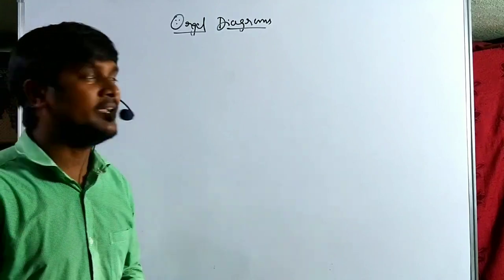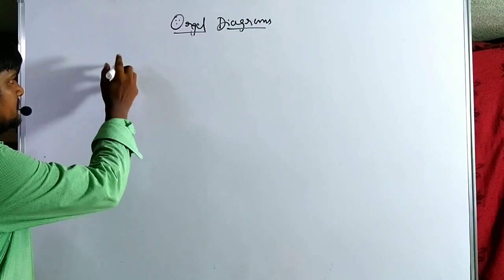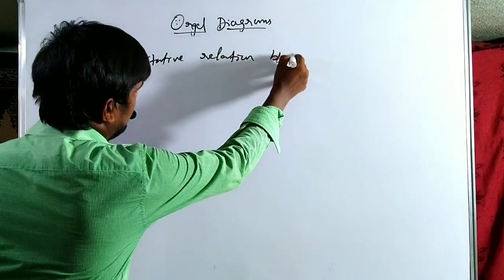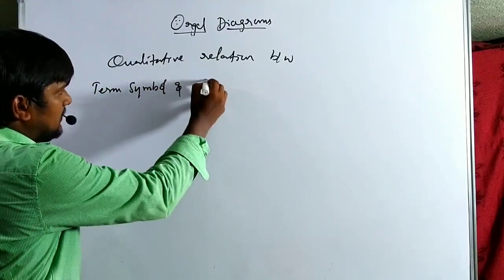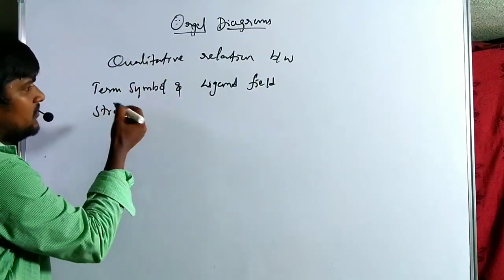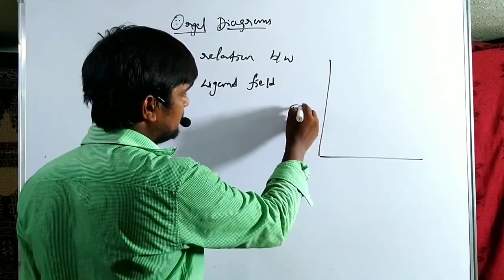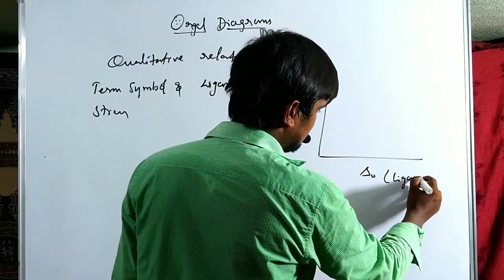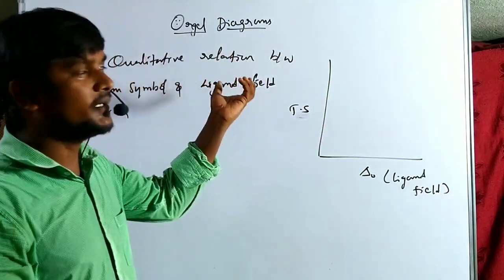Now we are discussing orgel diagrams. Generally, orgel diagrams deal with a qualitative relation between a term symbol and ligand field strength. Here it is a plot of the term symbol, either F term or D term, versus ligand field strength. If the ligand field strength is high, then orgel diagrams are not obeyed.